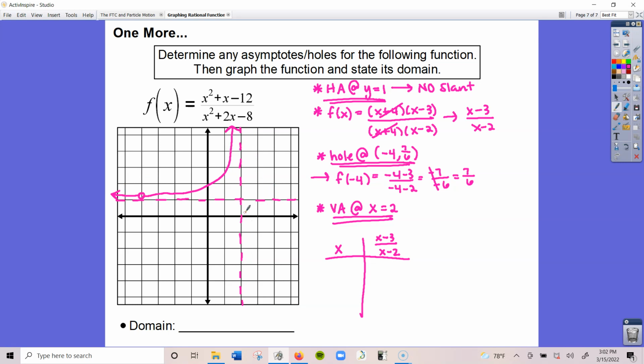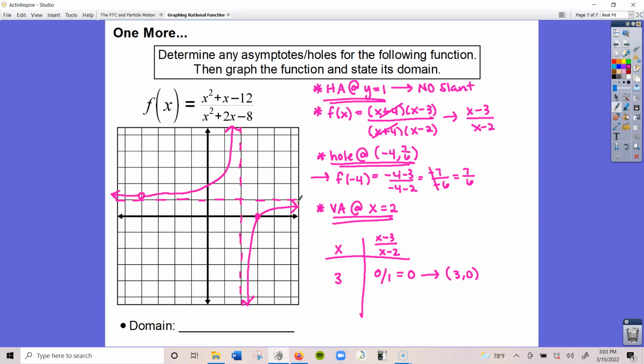But for the right side, I'm going to choose 3. So now we're going to plug that in. 3 minus 3 is 0 over 3 minus 2, which is 1, and 0 divided by anything is 0. So I have a coordinate at 3, 0. So I'm going to put 3, 0. This is a solid circle because it is a value. So that means that my graph is going to curve along the asymptotes here.